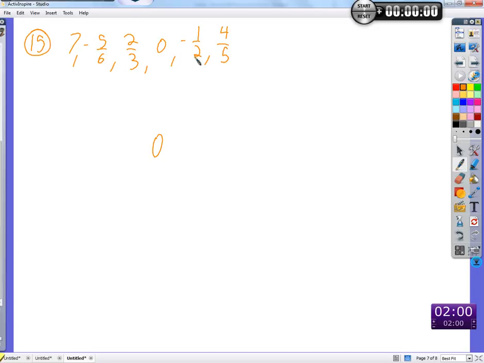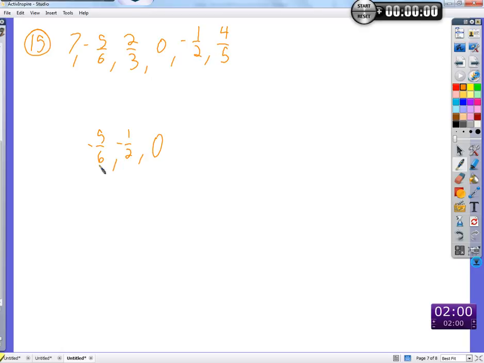5/6. How do we know? Because it's more than half. How are we absolutely sure? How many sixths would a half be? 3. So this would be 3 sixths, and beyond that would be 5 sixths in that direction. Okay, so we took care of the negatives.